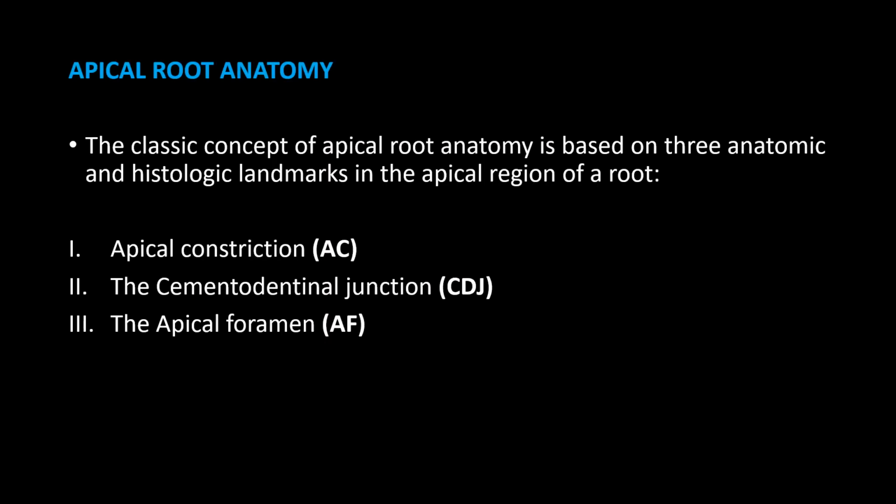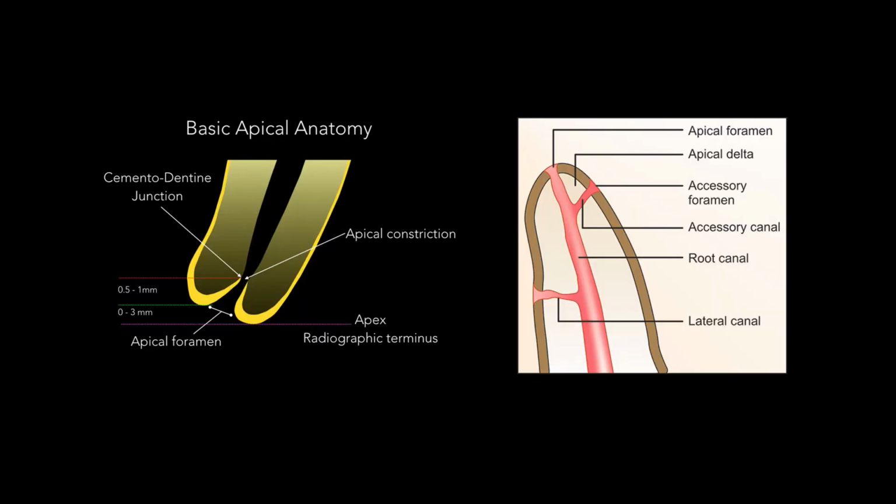Apical root anatomy. The classic concept of apical root anatomy is based on three anatomic and histologic landmarks in the apical region of a root: apical constriction, AC, the cemento-dentinal junction, CDJ, the apical foramen, AF. Here with the first pic, Cutler's description of the anatomy of the root apex has the root canal tapering from canal orifice to the apical constriction, AC, which is generally 0.5 to 1.5 mm coronal to the apical foramen, AF.